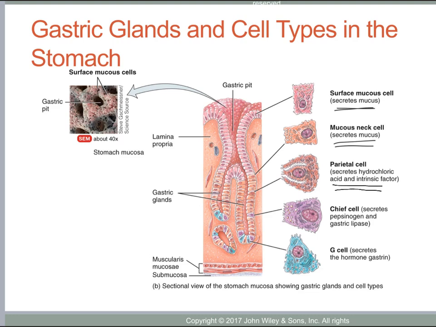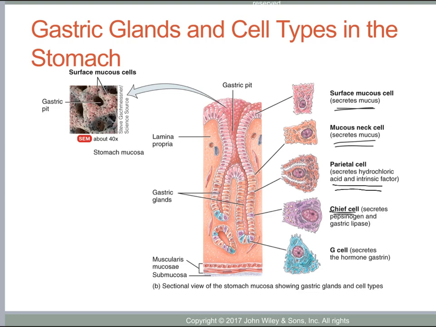So that brings us to our chief cells. We see that it secretes pepsinogen and gastric lipase. So what is pepsinogen? And we're going to go through this conversion in a little bit. But pepsinogen needs to be converted into its activated form. That's where hydrochloric acid comes in. It converts pepsinogen into pepsin. Once activated, it's going to serve its role to help break down proteins into peptides.